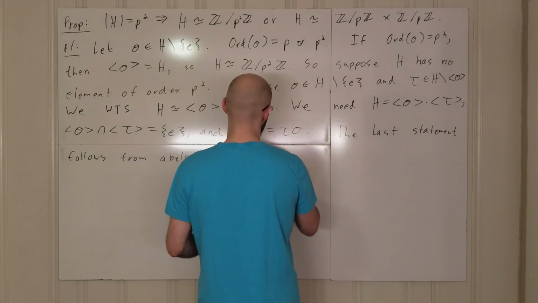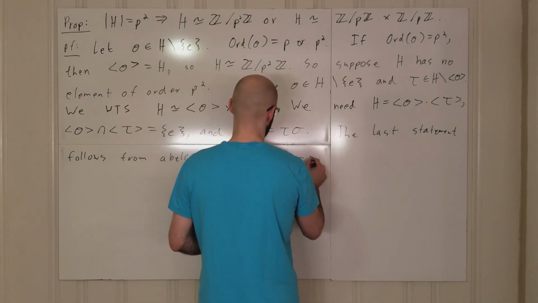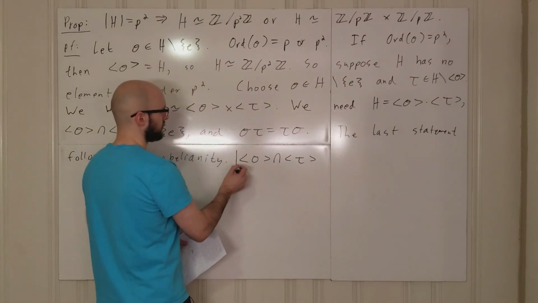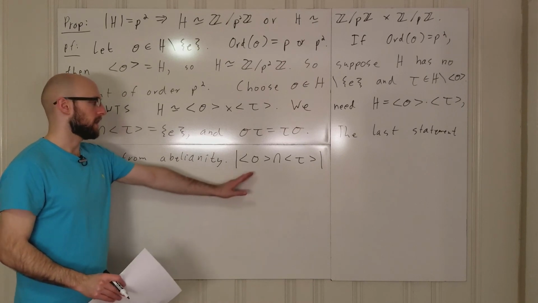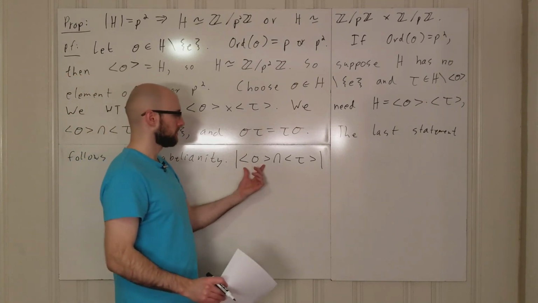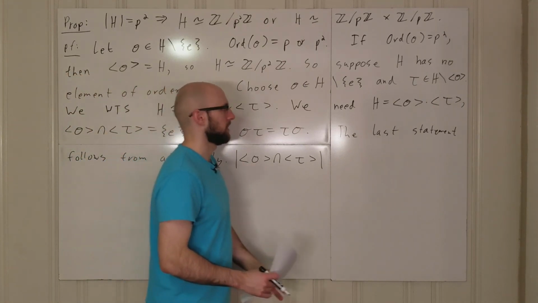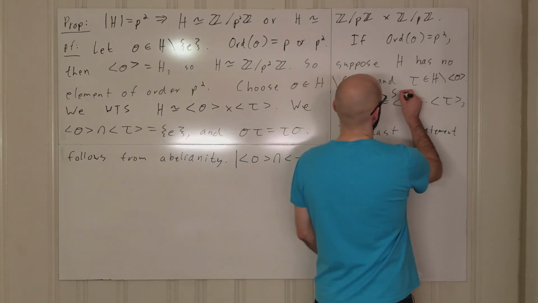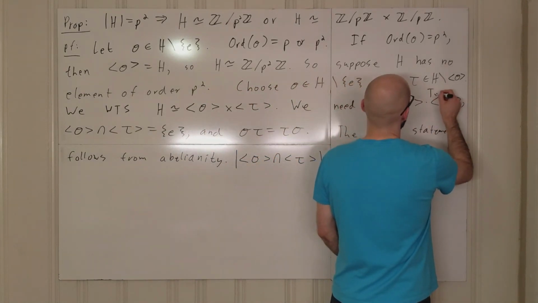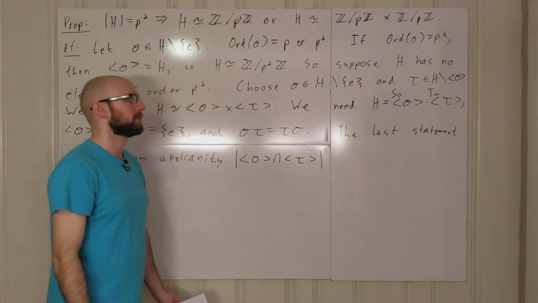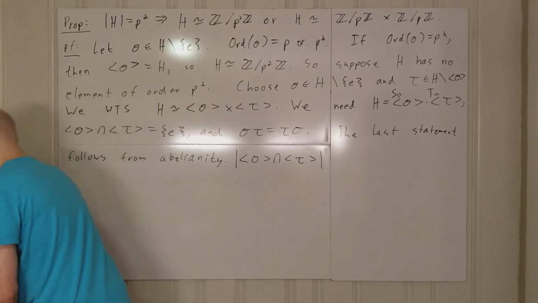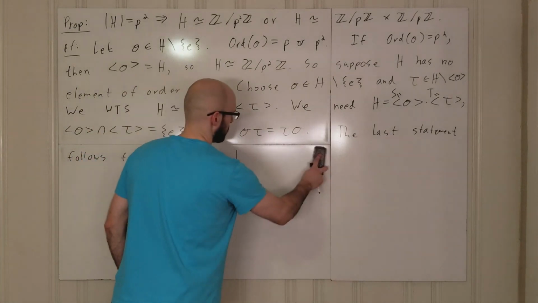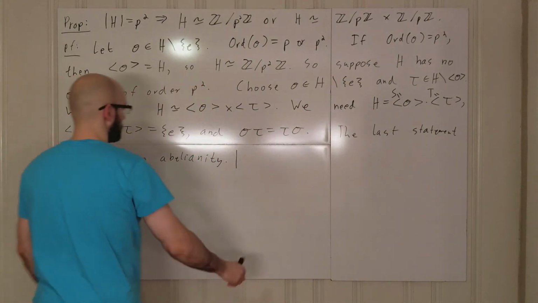Let's see here. I'm sick of calling these things, so I'm going to call the subgroup generated by sigma S and the subgroup generated by tau T. So the size, okay.